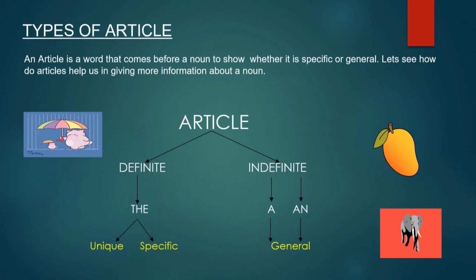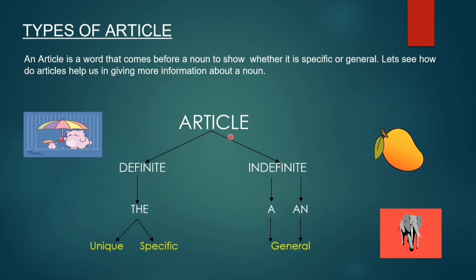Now let's understand what is an article. An article is a word that comes before a noun to show whether it is specific or general. Let's see how articles help us in giving more information about a noun.